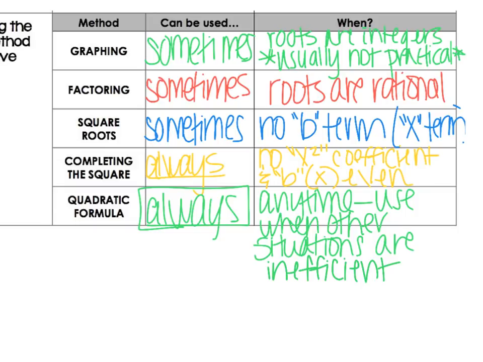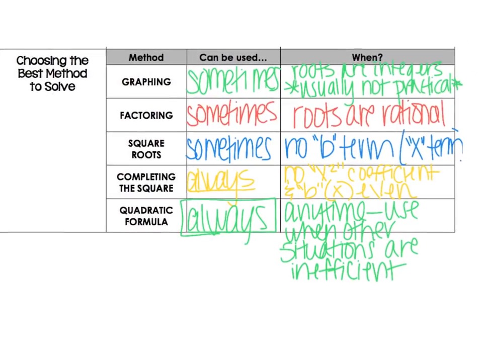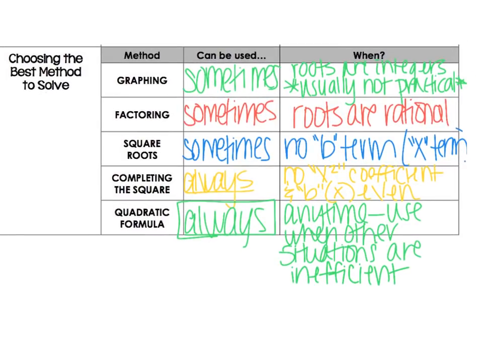All right, so this little chart kind of helps explain when we can use each method, when it can be used, and when is the best time to use it. If you have any questions, please be sure to ask me, all right? So I hope you learned a thing or two about the quadratic formula and the discriminant today. I know it was a lot of information for one day, so if you have any questions, be sure to call me over so I can help you.